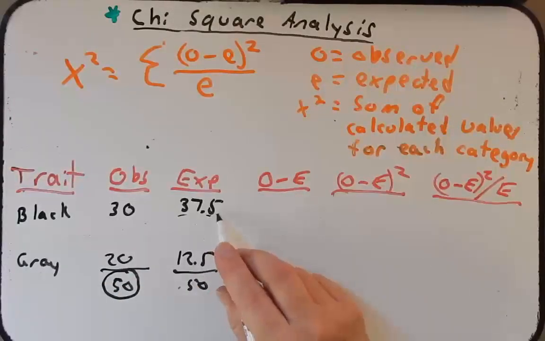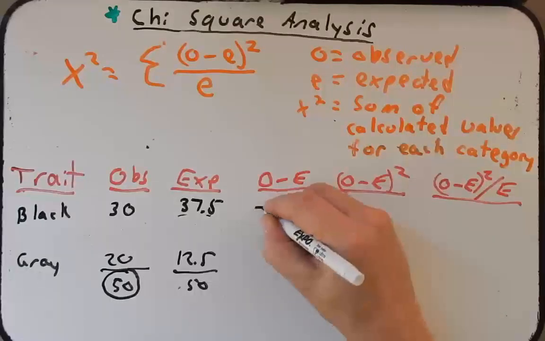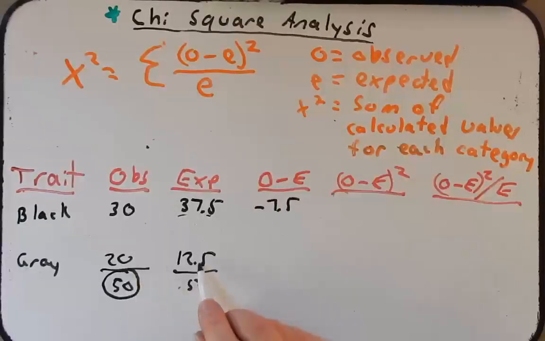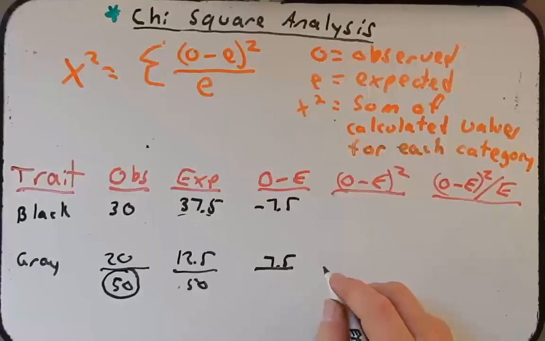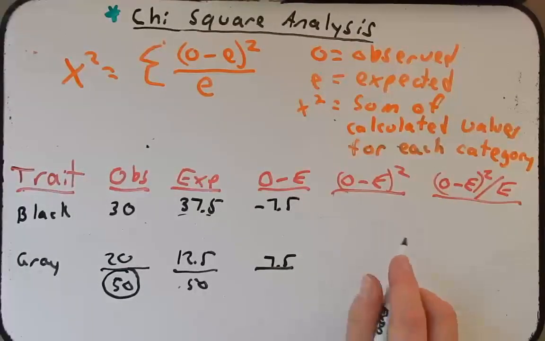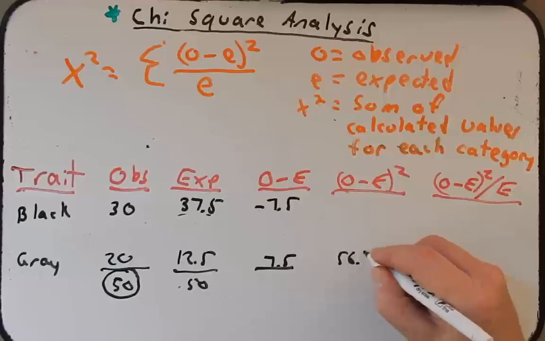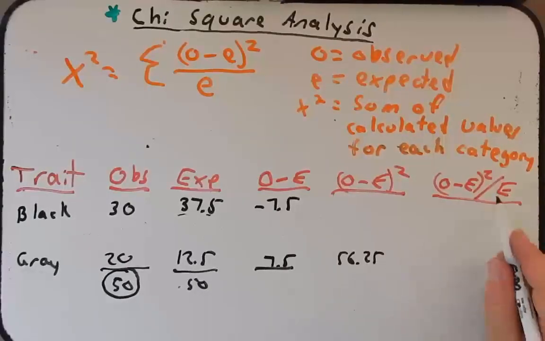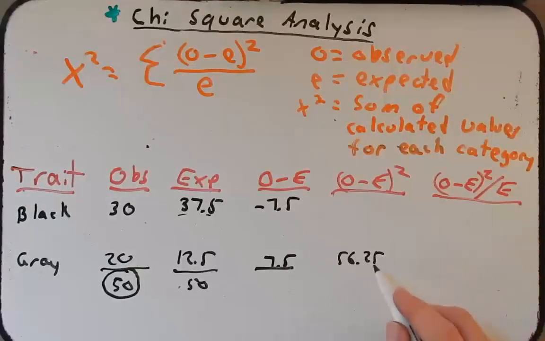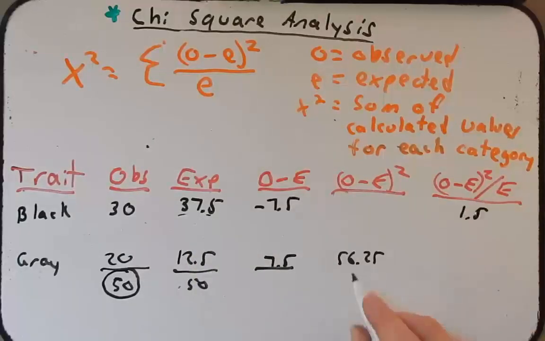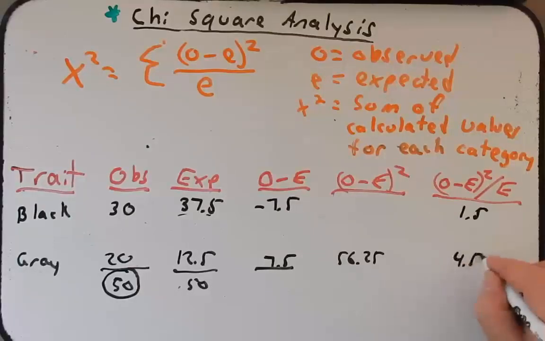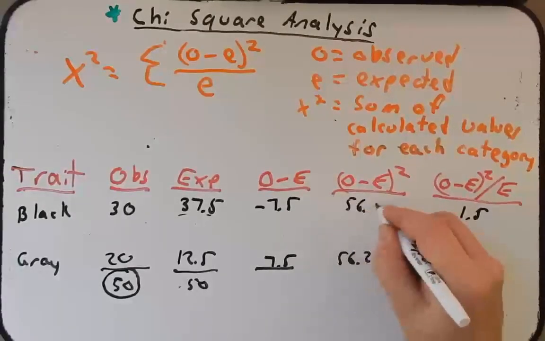Then 30 subtract the expected 37.5. That will be minus 7.5. 20 subtract 12.5 will be 7.5. Now we square that. And if you square 7.5 or negative 7.5, you get 56.25. 56.25 divided by expected. So 56.25 divided by 37.5 gives you 1.5. And 56.25 divided by 12.5 gives you 4.5. I should have also written 56.25 here.